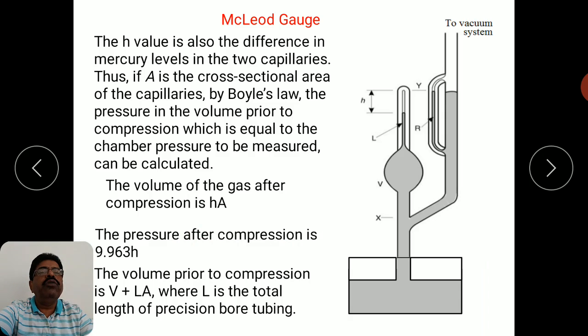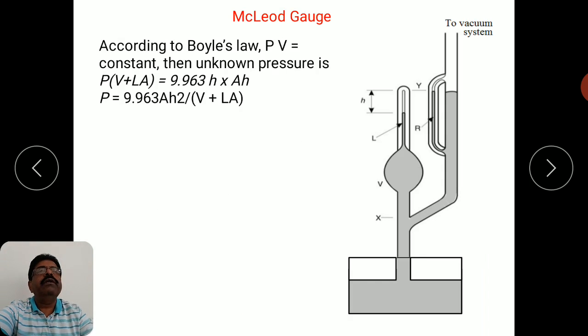Now the volume prior to compression, that means when the mercury has not risen above this junction X, is V plus L into A. This is the volume of this particular bulb, and L is the total length of this capillary, and A is the cross section of this capillary. So V plus LA, where L is the total length of precision bore tubing and A is the cross section area. That is the volume prior to compression. But after compression, the volume decreases.